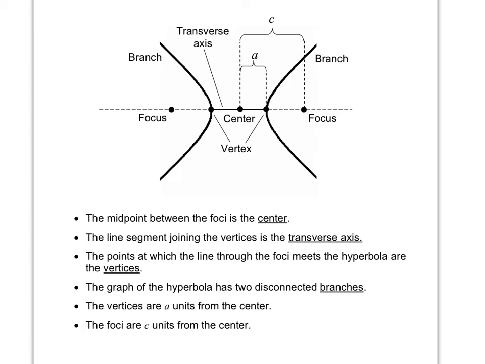Now, we always have that distance from the center to the focus, and just like with the ellipse, we're going to call that c. But notice now, c is going to be a larger number than a. a is going to be the distance from the center to the two vertices, just like it was with the ellipse, but in the ellipse, a was larger than c, and now in this case, a is going to be smaller than c. So we have two foci, we've got a center, we have two vertices, we have two branches, and then we also have this which is called the transverse axis.